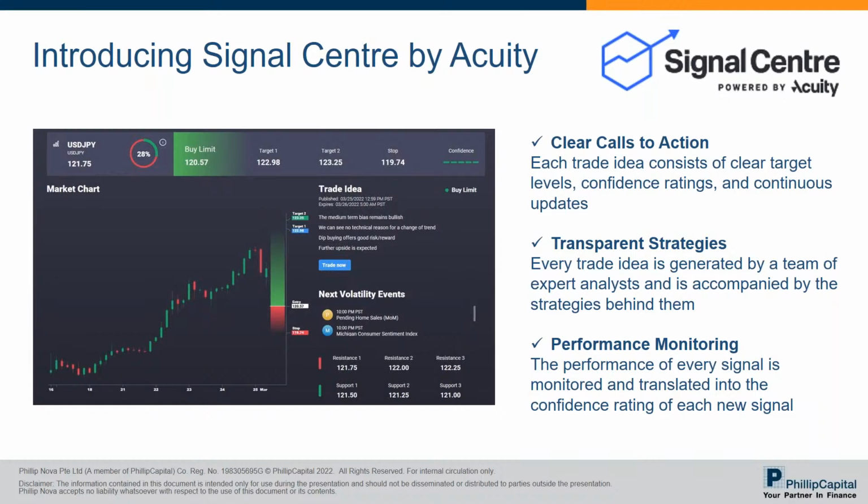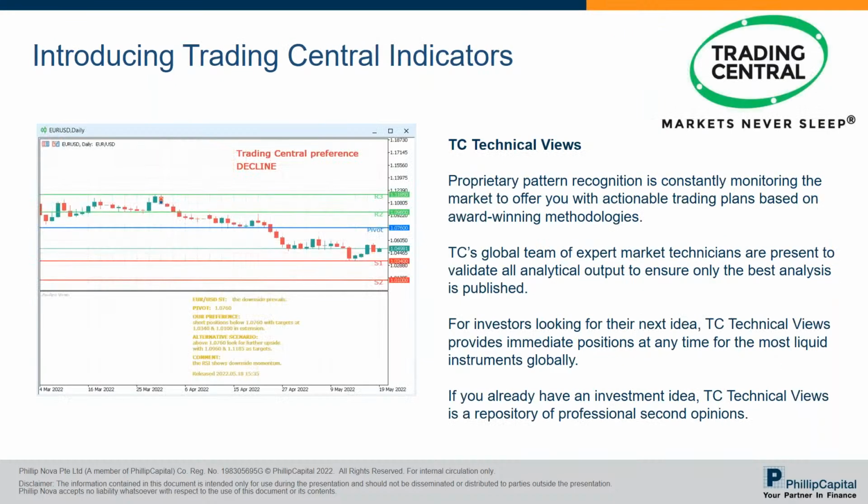Okay. And the second tool that we have on this MT5 is the Trading Central Indicators. Under Trading Central Indicators, there are quite a few tools that you can use, and they could be found at several places on the MT5. The first one right here is the TC Technical Views. Basically, it uses proprietary pattern recognition that constantly monitors the market to offer you some actionable trading plans based on Trading Central's award-winning methodologies.